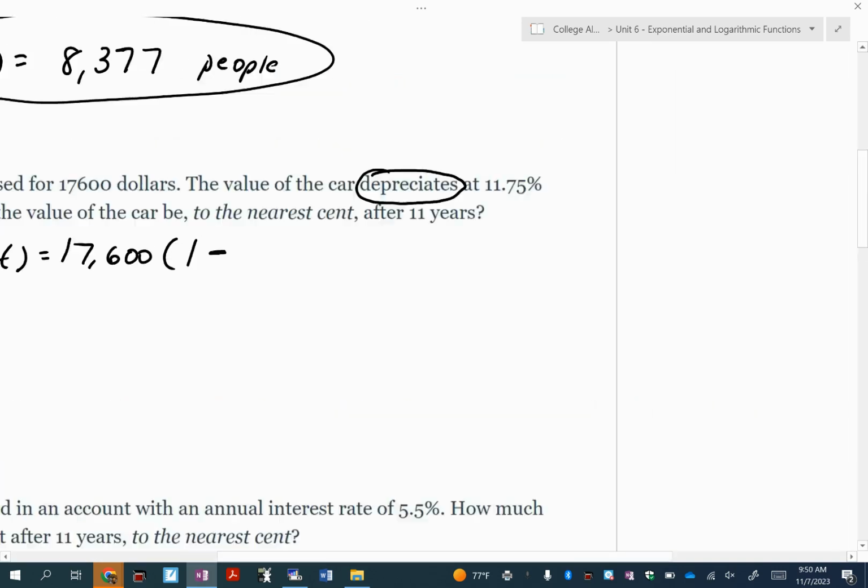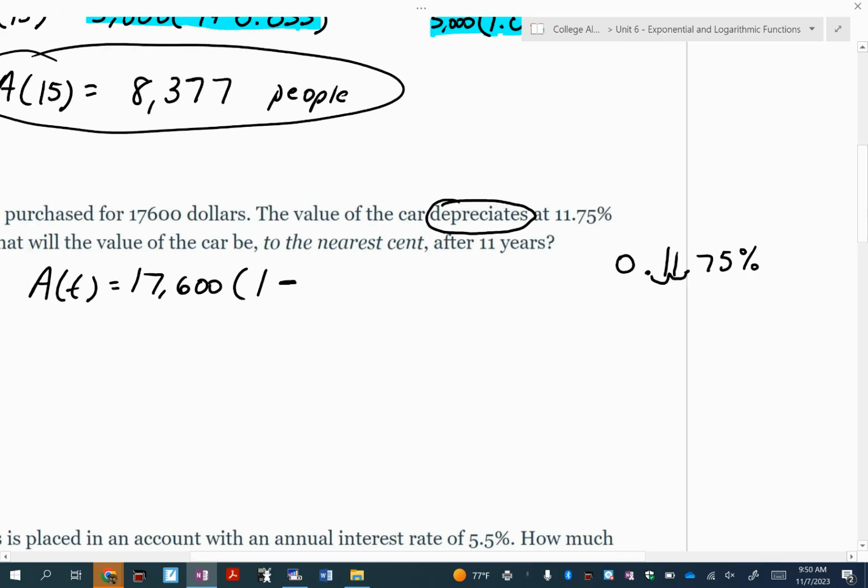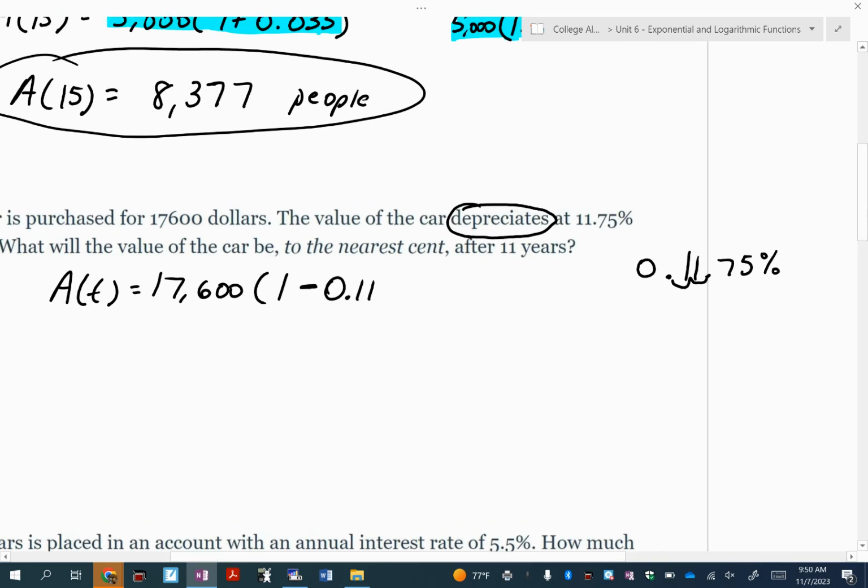Now, the rate. Do I need to do this again? The rate is 11.75%. So I want to move it over 2 places. So this is going to be 0.1175 raised to the power of t. Now you're right, there was Bella and Minerva. I am going to plug in 11 there, all right?